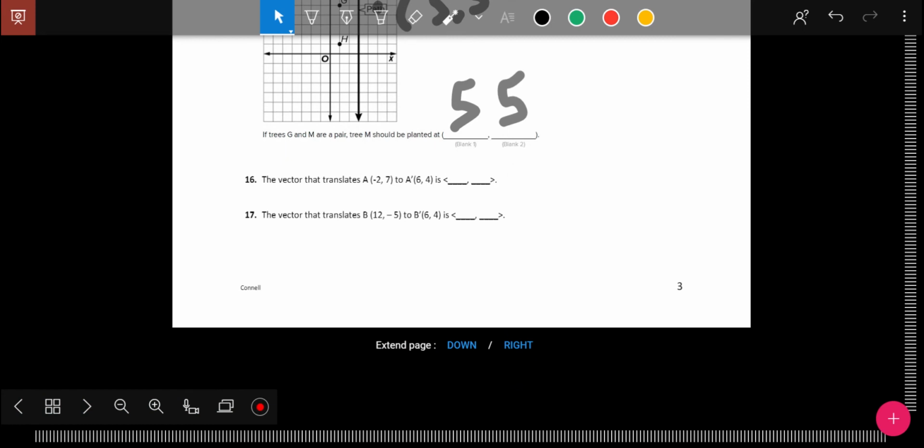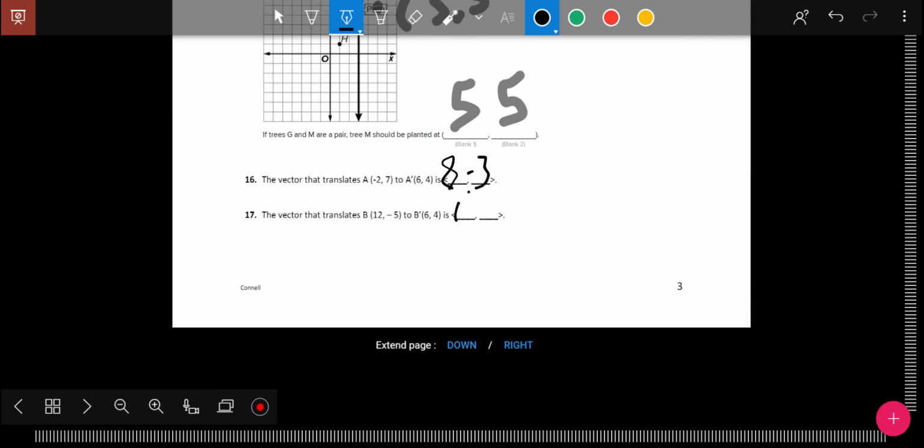The vector that translates, and so I want to figure out the vector. I'm going from negative 2 to positive 6. So how do I get from negative 2 to positive 6? Negative 2 plus what makes 6? And the answer there is 8. And then I'm going from 7 to 4, I'm going down. So it's negative. I'm going down 3. So it's 8, negative 3 is the vector.